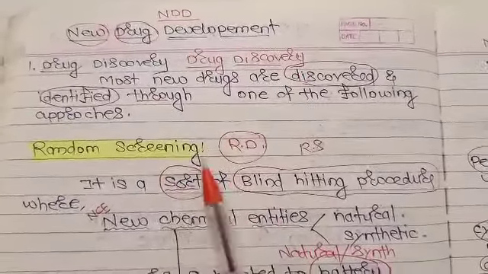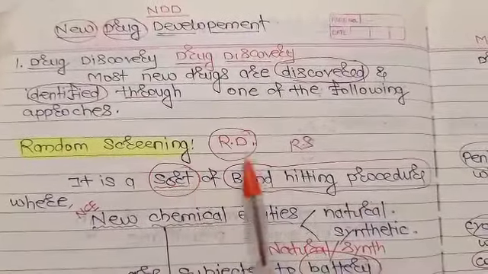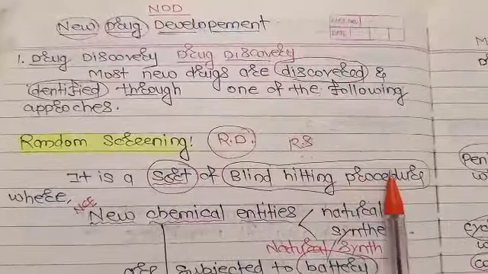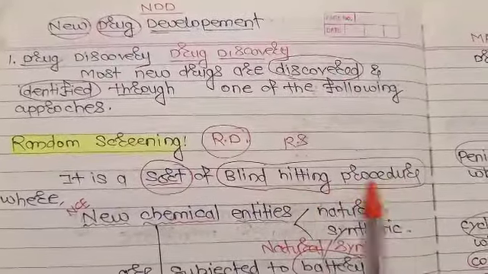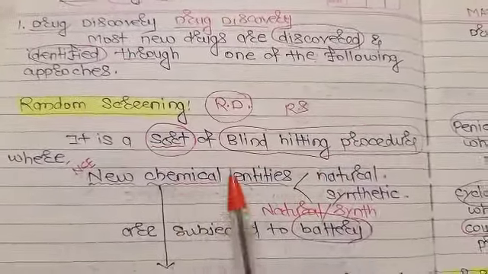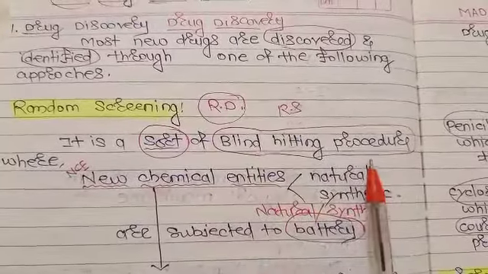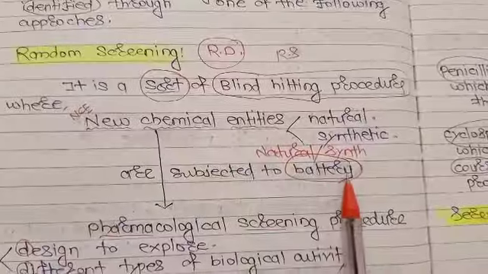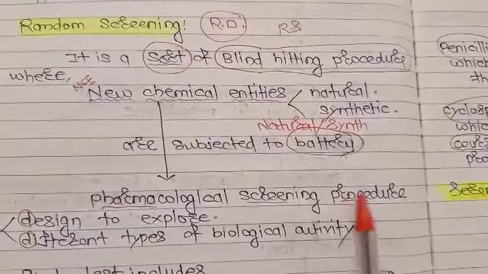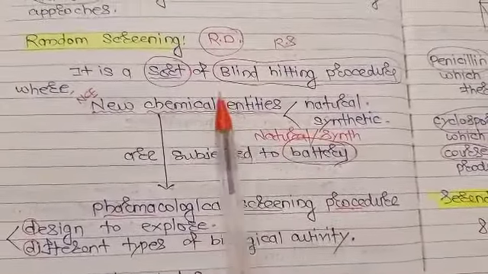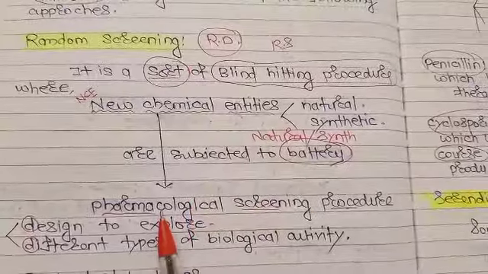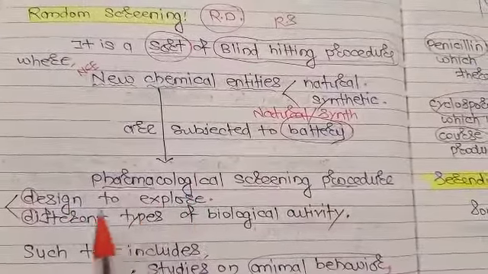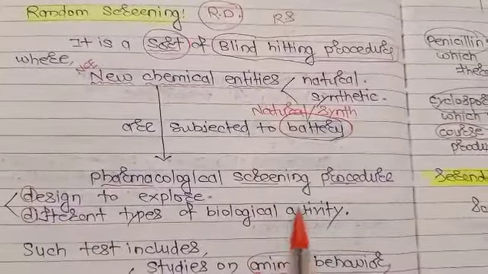Now what is meant by random screening? Random screening is a sort of blind hitting procedure where we don't know anything. New chemical entities, natural or synthetic, are subjected to the battery of pharmacological screening procedures. They are designed to explore different types of biological activity.